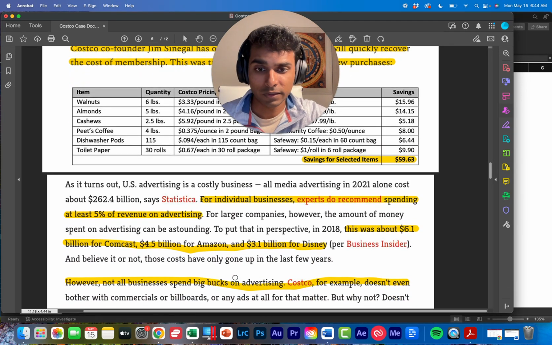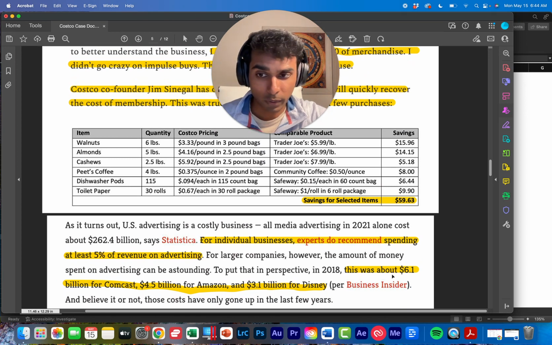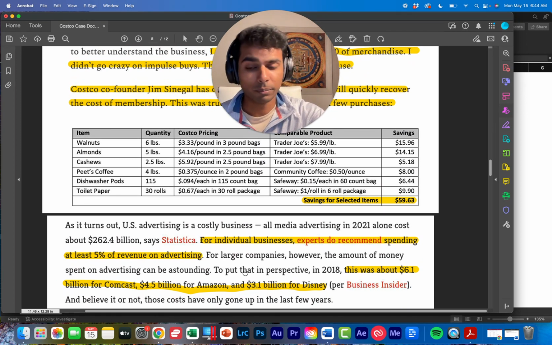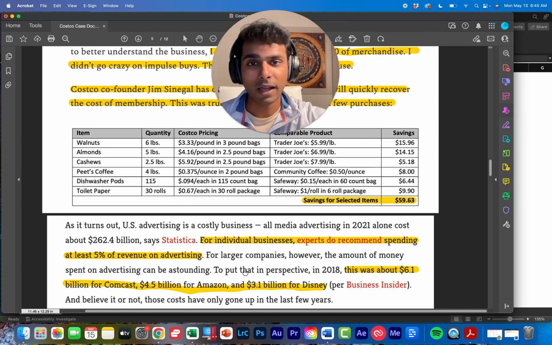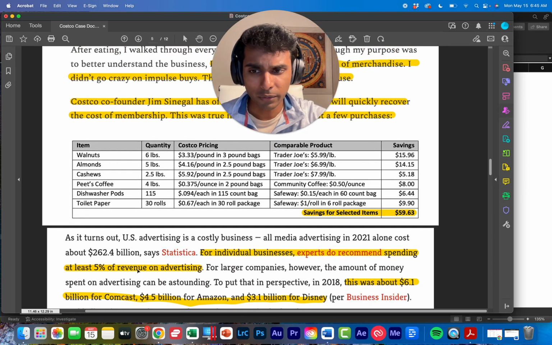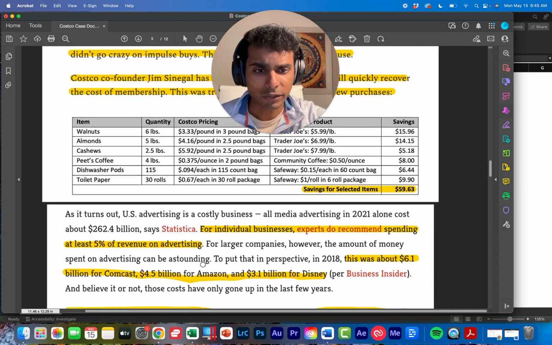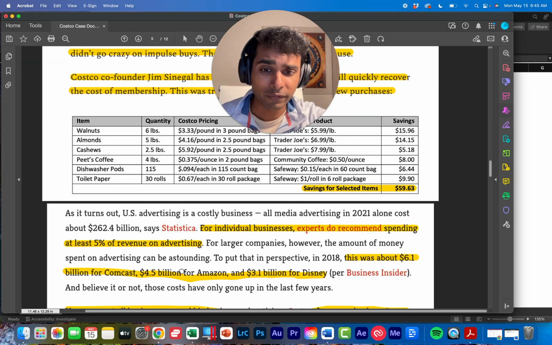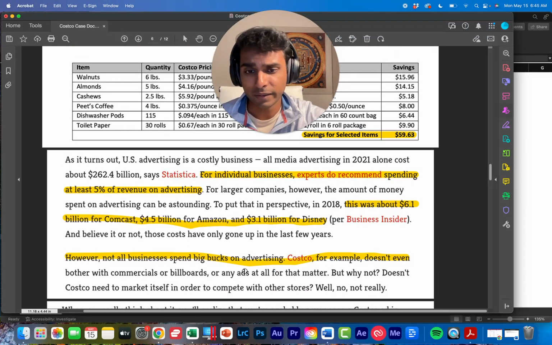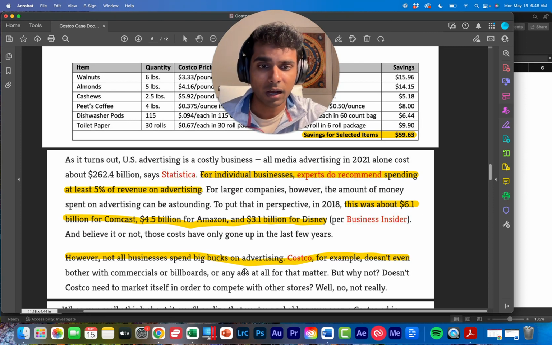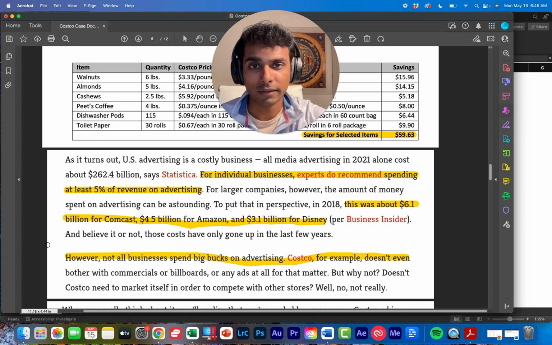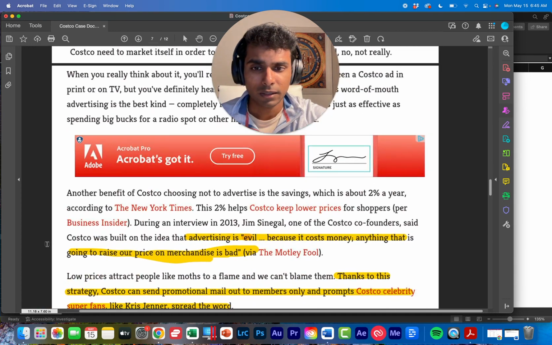Another aspect of this is the advertising. This guy says in 2018, these are hard numbers he's pulled from Business Insider, that theoretically Business Insider has pulled from company filings, advertisers typically spend 5% of revenue on advertising: 6.1 billion for Comcast, 4.5 billion for Amazon, 3.1 billion for Disney, and then Costco doesn't spend any money on ads. And Costco is one of the world's biggest retailers. I think they have over $200 billion in revenue. That's so impressive, that they're able to generate such a high number on sales but spend nothing on ads. So we'll keep going here.